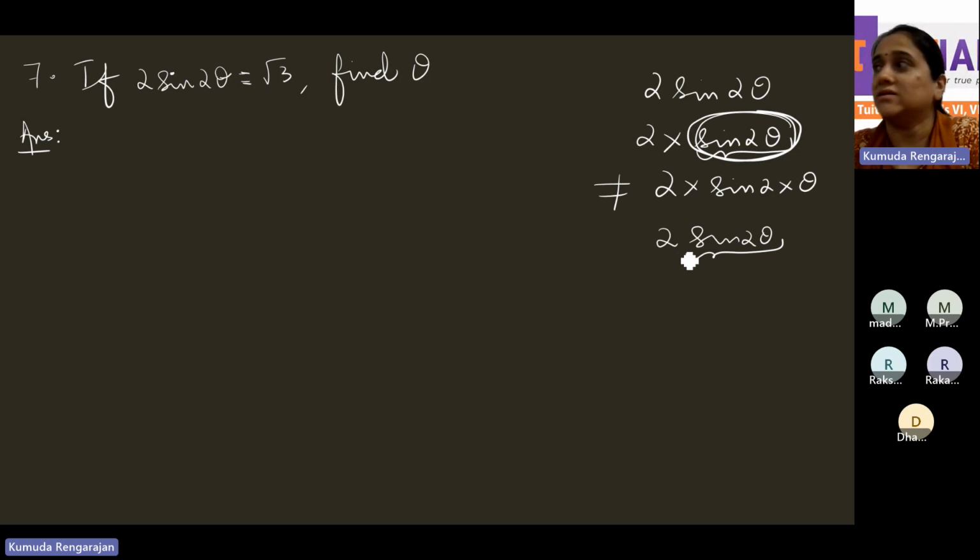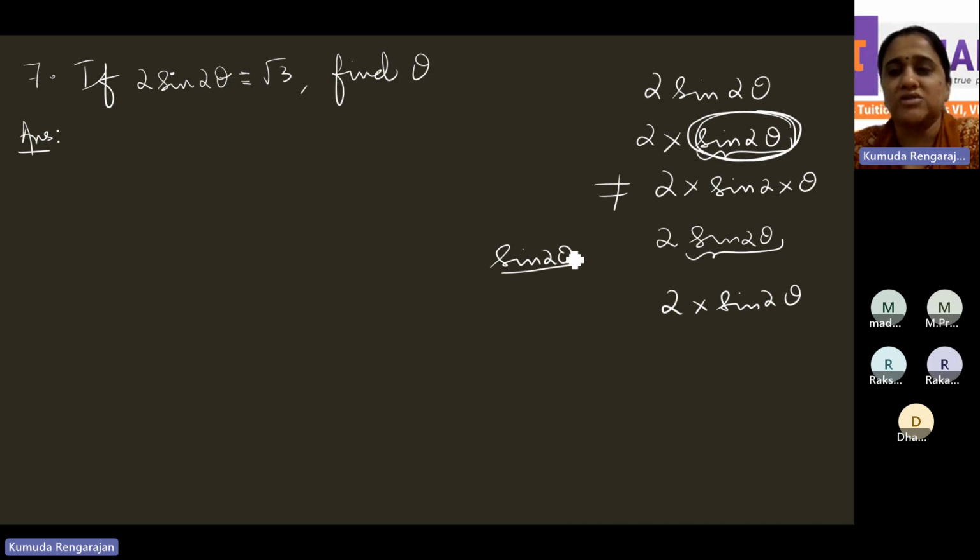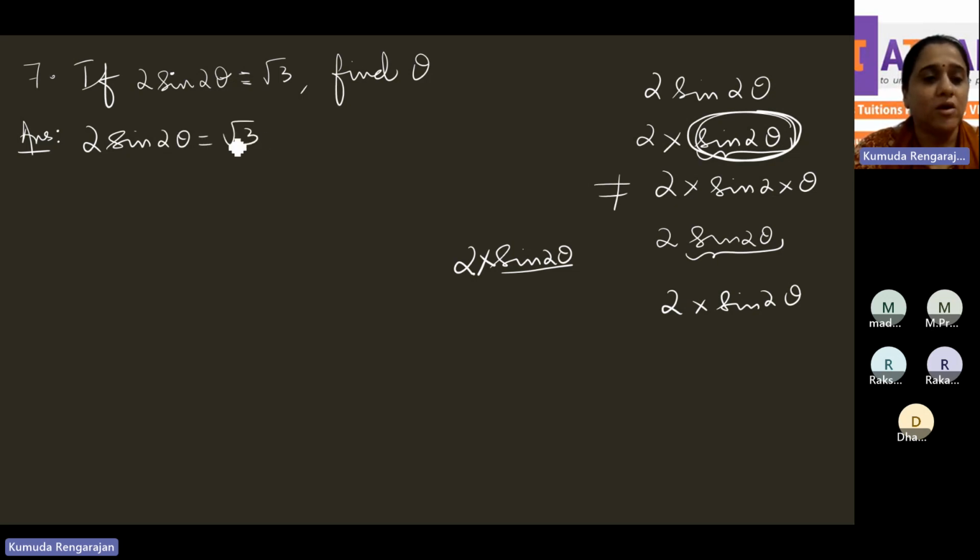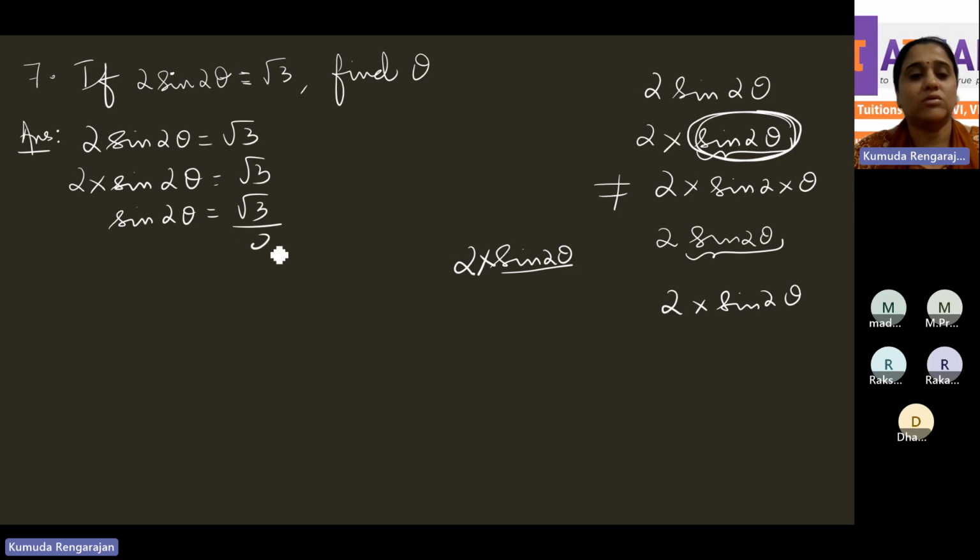The 2 before that. Yes, ma'am. The 2 before that: 2 into sine 2 theta. See, the ratio comes with the angle. So this one, nothing is separable. Before this, you have 2, right? So that is 2 into sine 2 theta. Got it? So 2 into sine 2 theta is equal to root 3. Now this 2 can come for division. So sine 2 theta is equal to root 3 by 2. Correct?